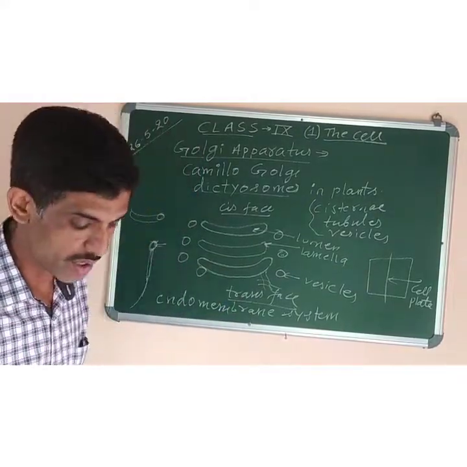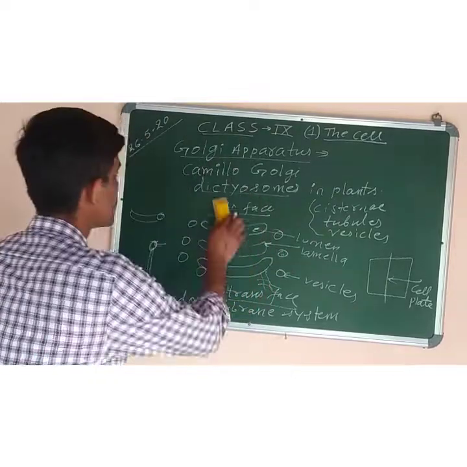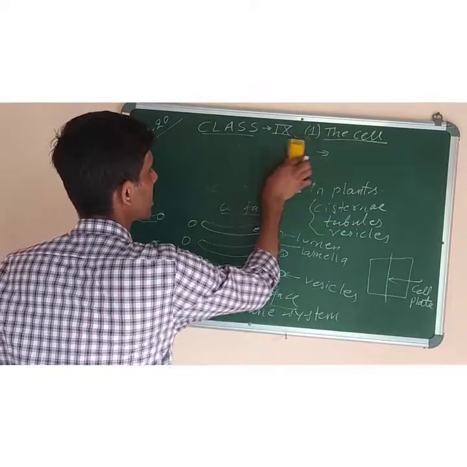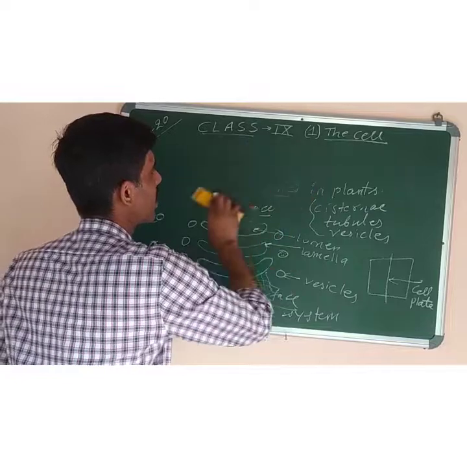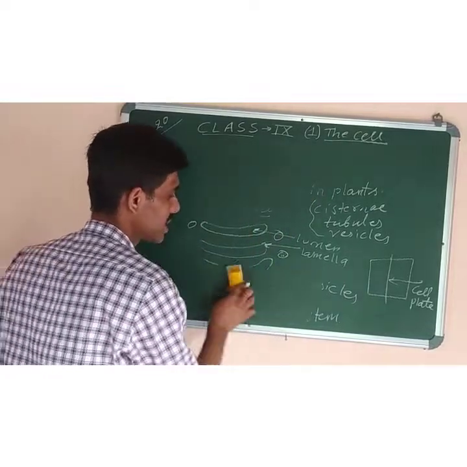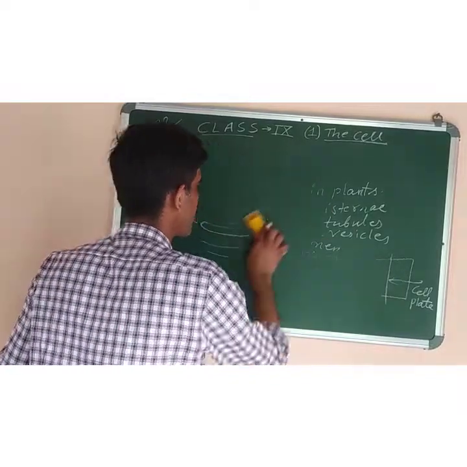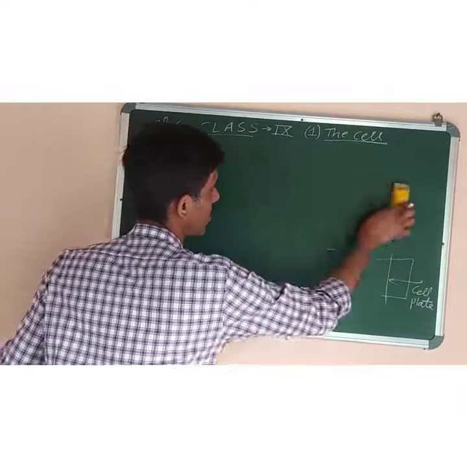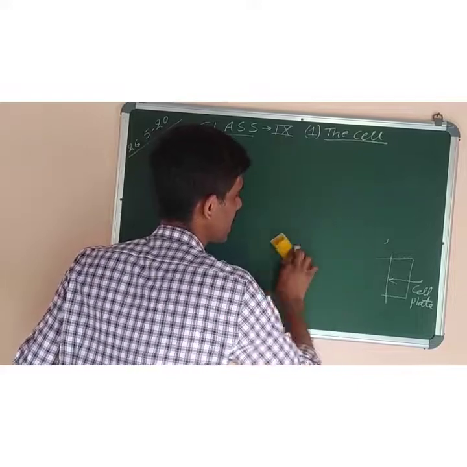Okay. Now the next cell organelle that we are going to study is the ribosome. You have heard about the ribosome. It is commonly called the protein factory of the cell. Why? Because it helps in the synthesis of proteins inside a cell. That's why the ribosome is called the protein factory of the cell.